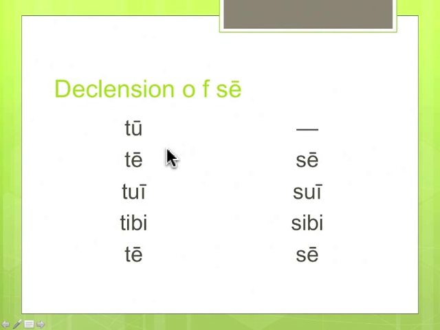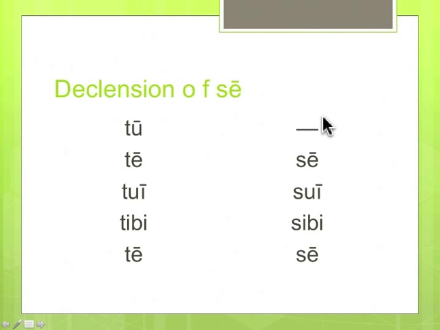Let's talk about the declension of se. Se declines just like tu. You may remember that tu went tu, te, tui, tibi, te. This is nominative, tu is nominative, te is accusative, tui is genitive, tibi is dative, and te is ablative. So tu, te, tui, tibi, te.